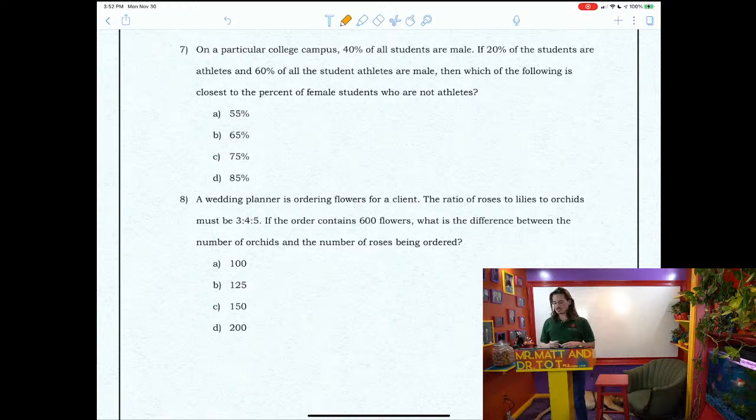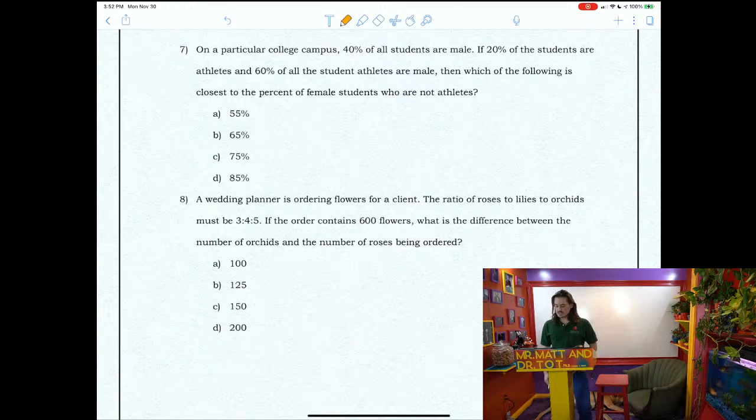Question number 7 asks, on a particular college campus, 40% of all students are male. If 20% of the students are athletes and 60% of all the student athletes are male, then which of the following is closest to the percent of female students who are not athletes?